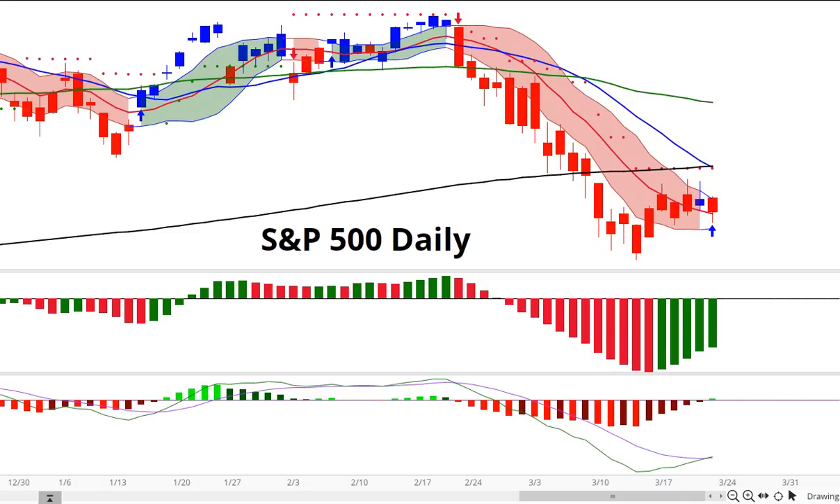Now make sure you watch the video all the way through. I am going to be showing you some extremely important charts, but I want to start right here by showing you this chart because we're trying to get now a reversal, a bullish reversal of conditions.